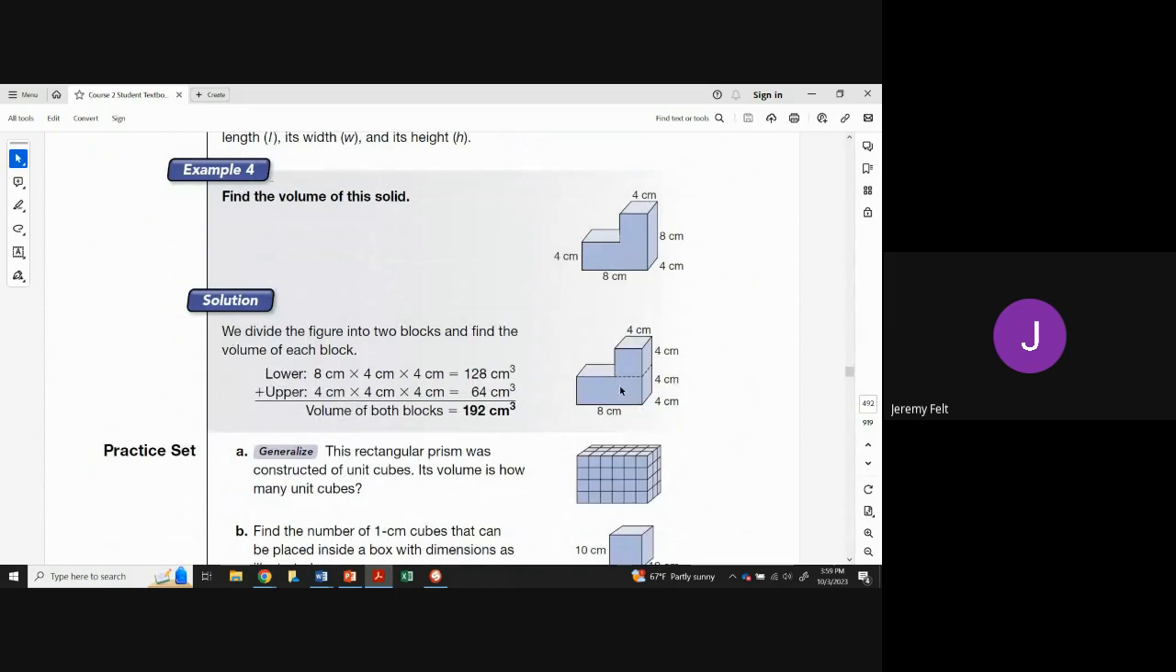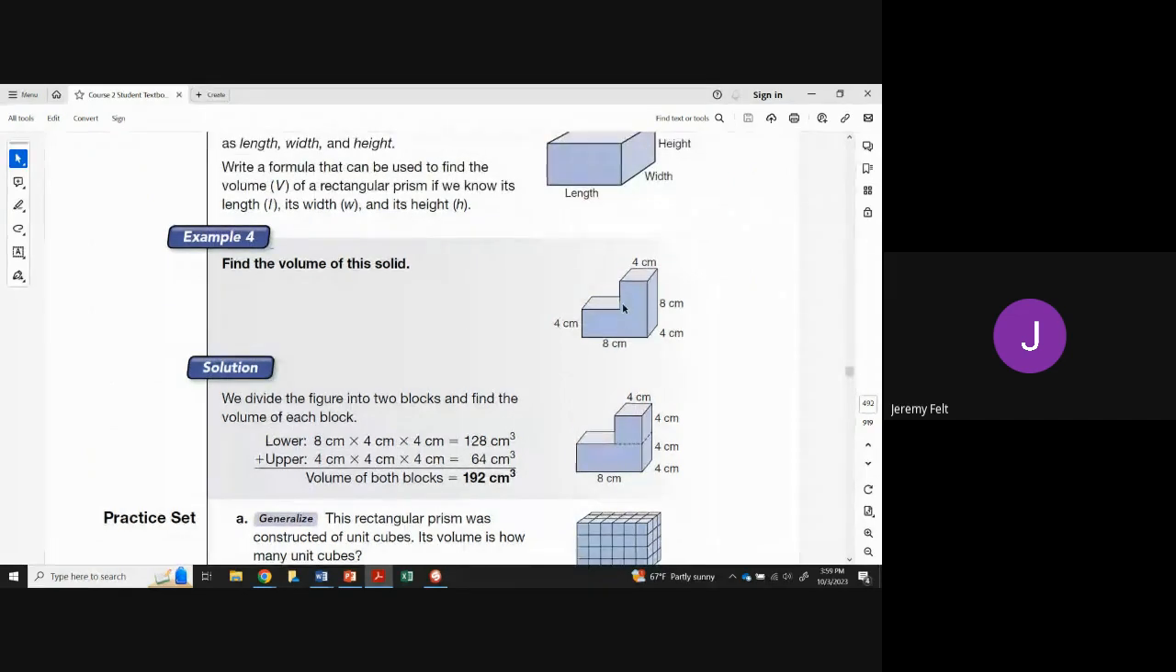Okay, some of these, just like two-dimensional polygons we've worked with, you may have to break apart into 2 shapes. Since this is a rectangular prism on top of a rectangular prism, and it's not the same congruent shape top and bottom, it's not a prism, and we may need to break it apart. So we have a 4 by 4 by 4 cube. The volume of that, 4 to the power of 3, is 64. And then down here we have an 8 by 4 by 4. So 4 times 4 times 8 is 128 cubic centimeters.